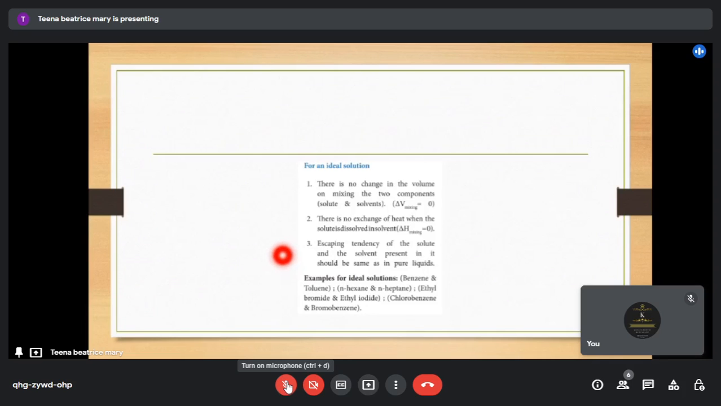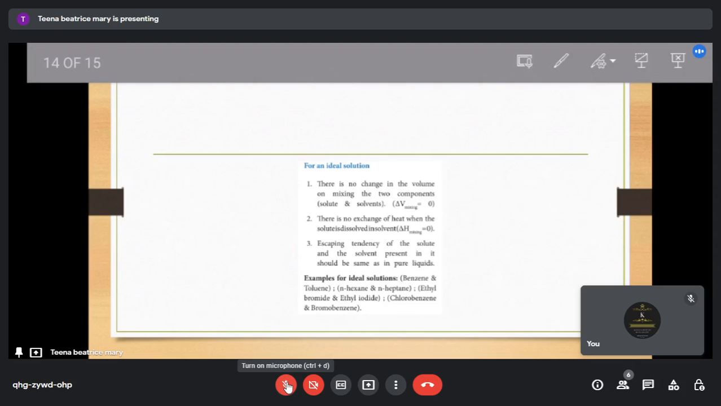So, examples of ideal solutions. An ideal solution can be benzene and toluene. As I said earlier, this is benzene, and toluene has a CH3. There is not much variation here. The parent is benzene, and the methyl group CH3 just gets attached, so it becomes toluene. That is one example.